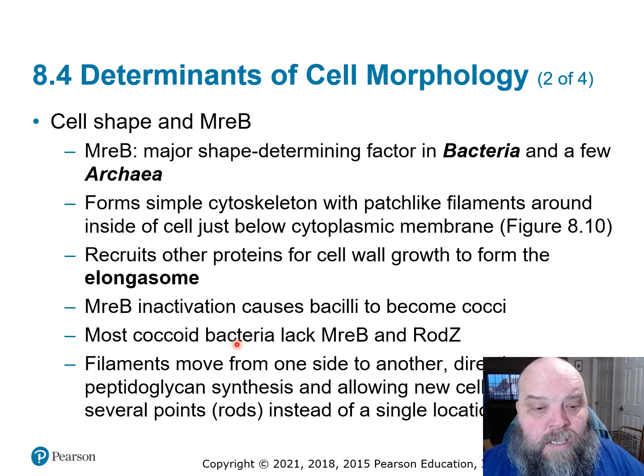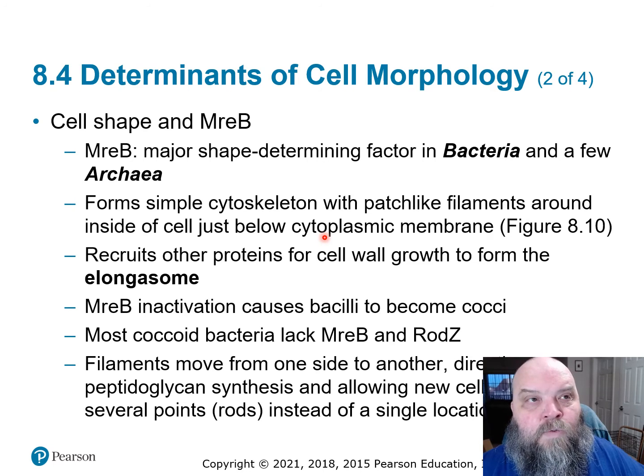First one we're going to be talking about is the protein MreB. MreB is found in bacteria and a few archaea. This protein forms a simple cytoskeleton inside the cytoplasmic membrane. Turns out the cytoskeleton of prokaryotic cells, specifically bacteria, is nowhere near as extensive as what you're going to find in an animal cell.